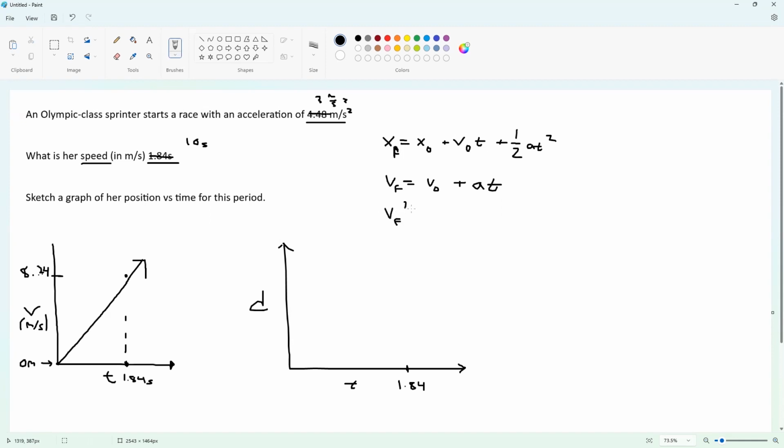V final squared is equal to velocity initial, or not, squared plus 2 times acceleration times distance. And then distance final is equal to 1/2 times initial velocity, velocity naught, plus final velocity, times time. These are going to be the ones you're going to use the most.